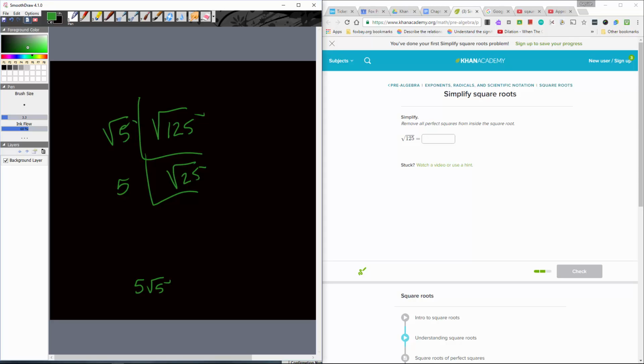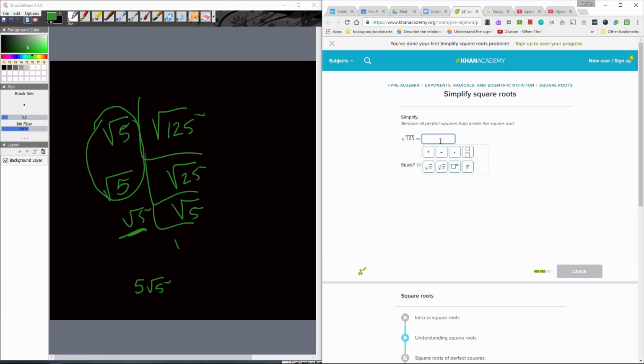I could do it the same way I did it before, though, where I did square root of 5, then I have square root of 5 down here, square root of 5 down here, and 1. And I know that two of these, square root of 5 times the square root of 5, is just 5. And then I have this last square root of 5 left over. So my answer is 5 square root 5.